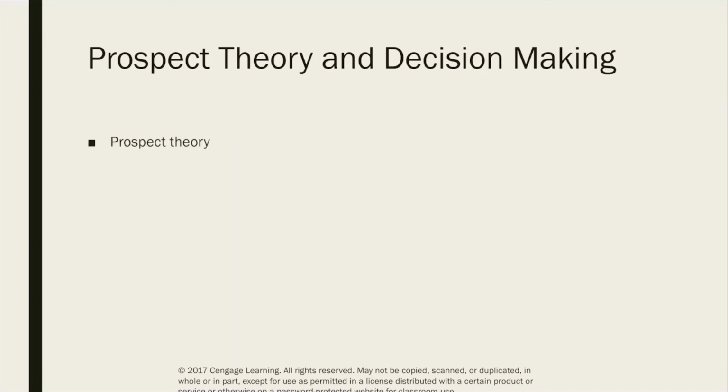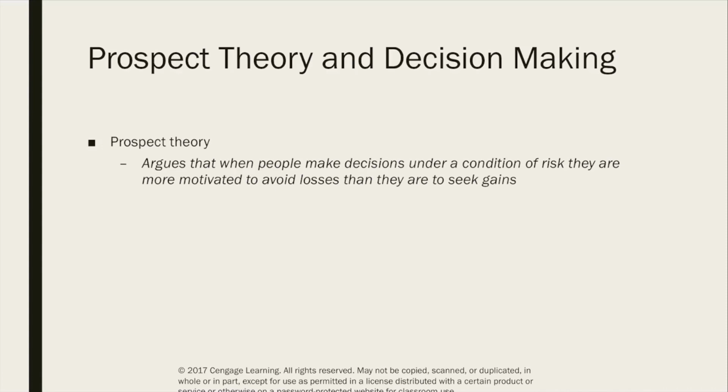Prospect theory argues that when people make decisions under a condition of risk, they are more motivated to avoid losses than they are to seek gains. So here is the safety net. Let's just make a decision that's going to be safe so that we don't lose big in this decision, but yet we're not going to gain either.